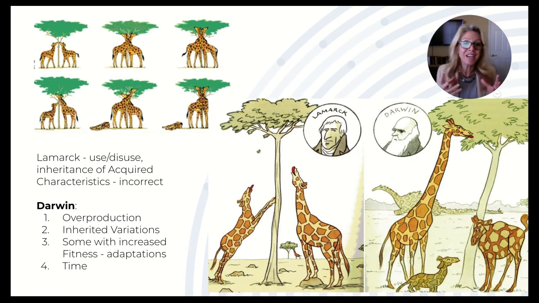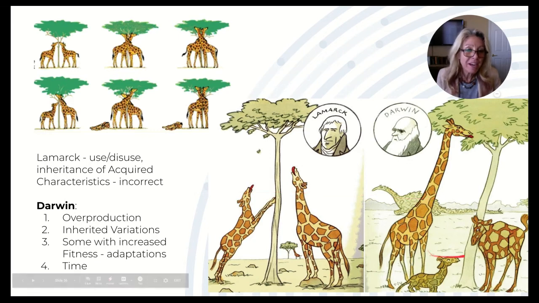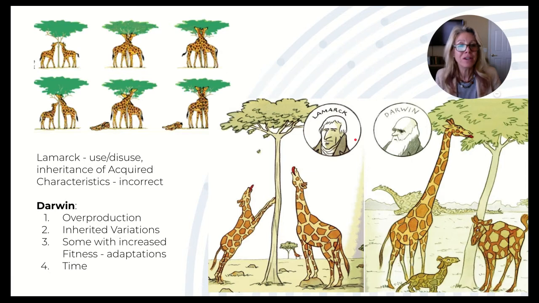Natural selection, what Darwin would say, is that there's an overproduction. There are more giraffes generated than can actually survive in that environment, and they have inherited variations. These are some interesting variations. Some of those variations would increase your fitness, make you more likely to pass on to your offspring successfully, like a longer neck. And so those are the ones that reproduced, survived and thrived, and you have vast amounts of time that would select for that longer neck.